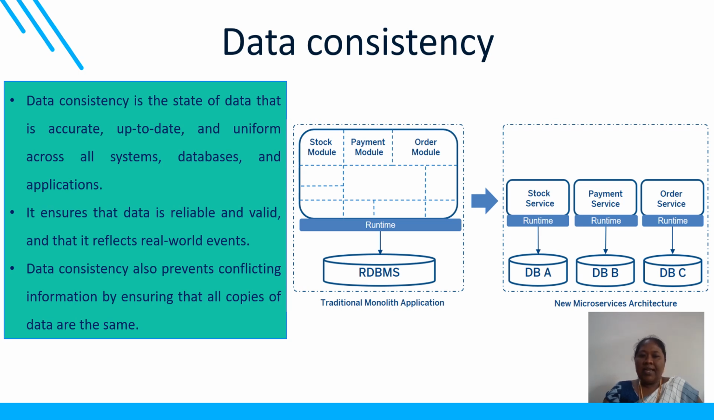Data consistency prevents conflicting information and ensures that all the copies of the data available in different databases are the same. That is why data consistency is important. Compared to monolithic, in microservice architecture this kind of problem may come. So how do we overcome such problems?